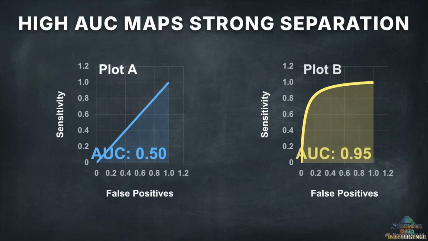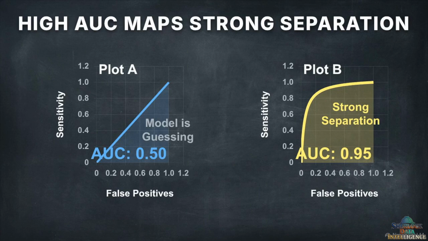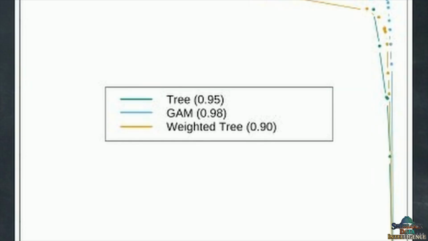That straight diagonal line means the model is guessing. Lowering the threshold yields just as many false alarms as true catches. But the curve in plot B shows strong separation. The model identifies almost all true positives before it starts triggering significant false alarms. This is how researchers prove one model's superiority.